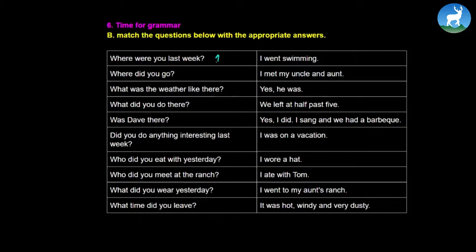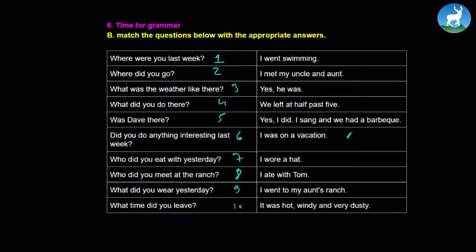Now that you know this, how about this exercise? For our ease, let's mark this 1, 2, 3, 4, 5, 6. Now look at this. Match the questions below with the appropriate answer. Our job here is to match the question and give it a proper answer. Where were you last week? We're talking about the whole week here, all right? You can take 3 to 5 minutes to do this work, and after that you can have a look at this slide.